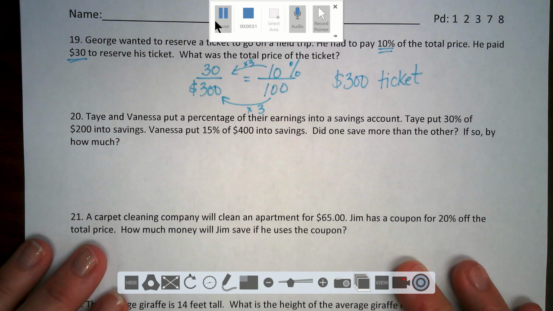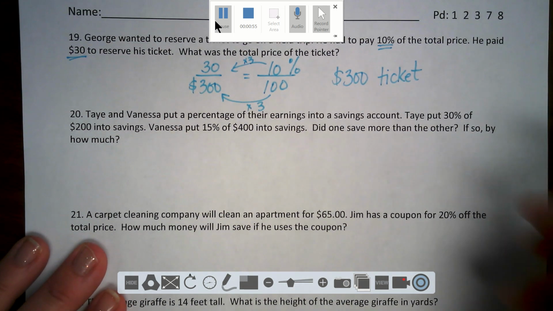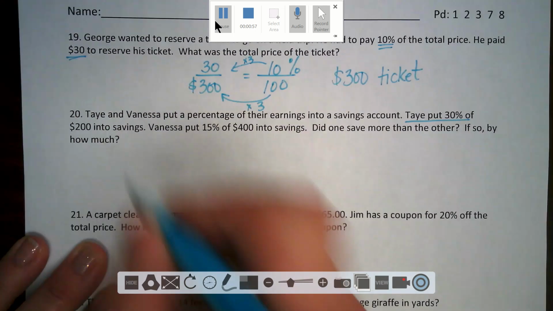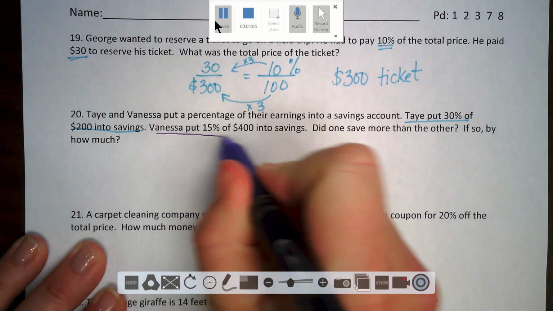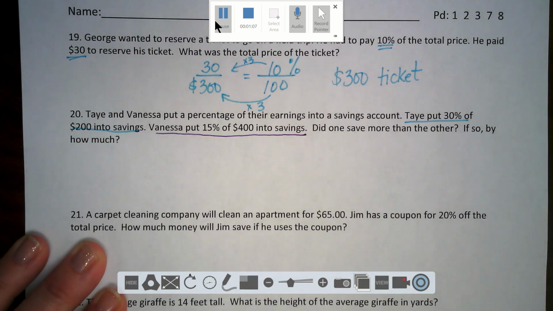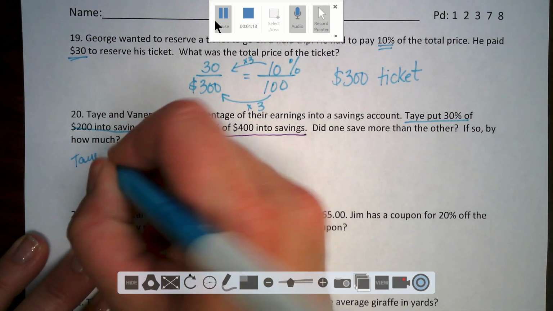Tay and Vanessa put a percentage of their earnings into a savings account. Tay put 30% of $200 into savings. And then we have Vanessa, and Vanessa put 15% of $400 into her savings. So we have two people again. We have Tay is who we're going to start with.